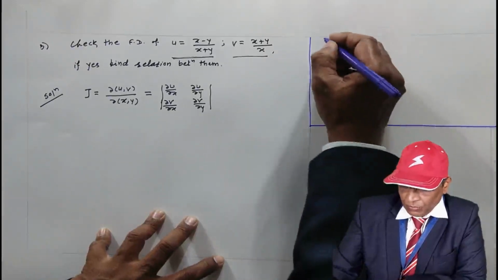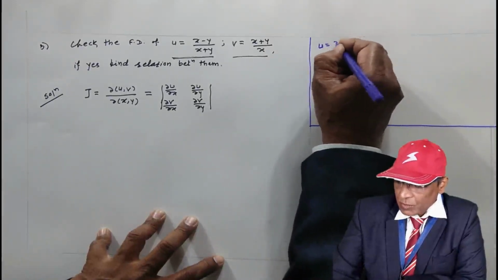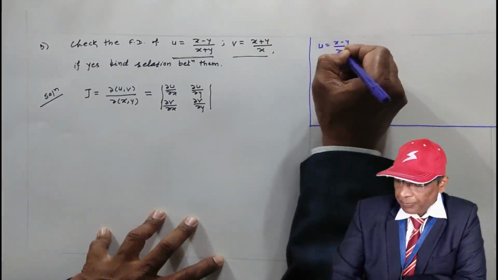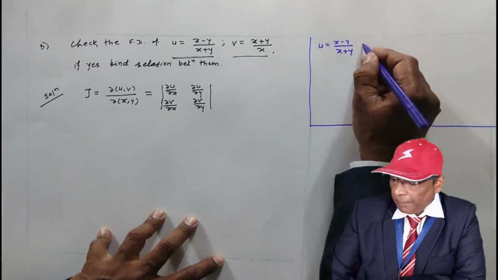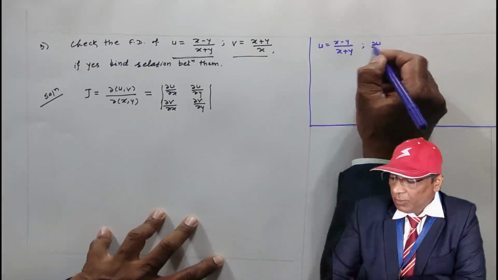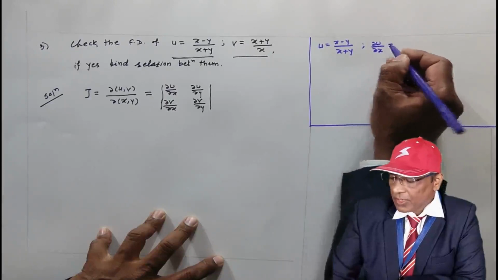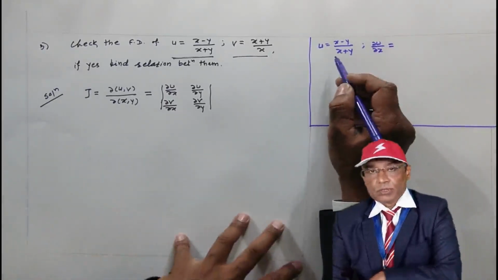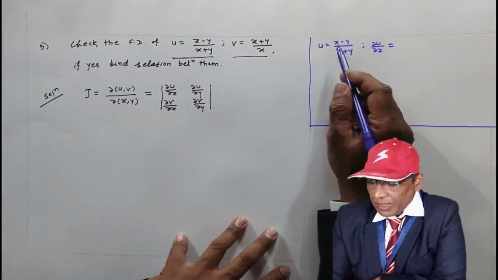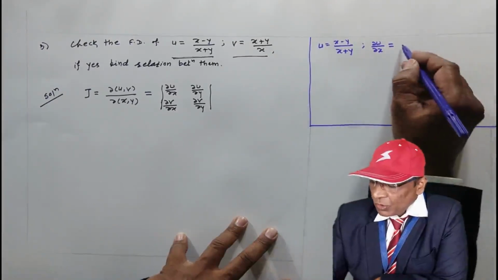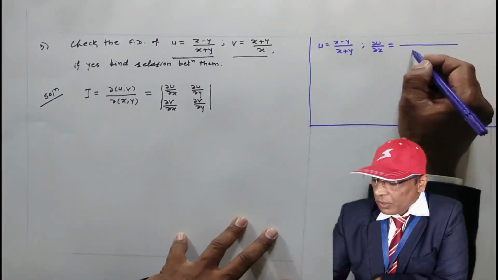See, the first derivative is required. u is x minus y by x plus y. Very quickly, del u by del x I am finding. Derivative with respect to x, keeping y constant, but x is present in the numerator as well as in the denominator. The quotient rule I am going to use.